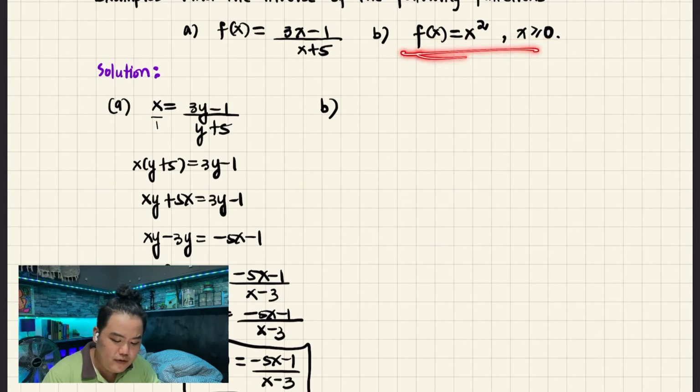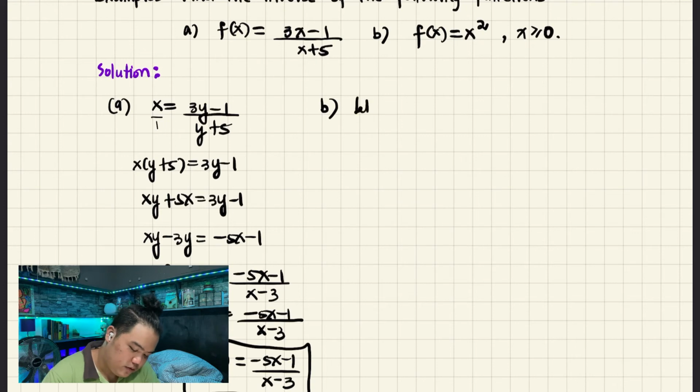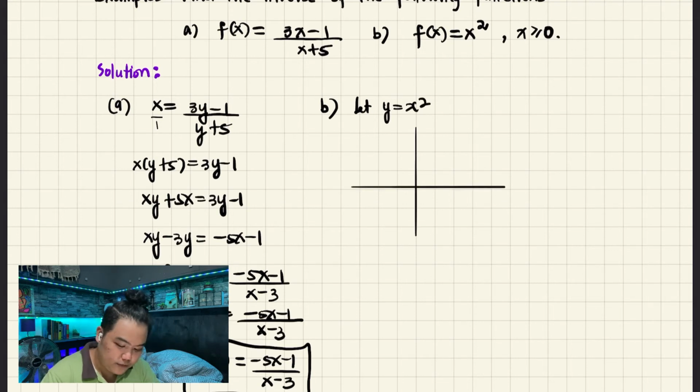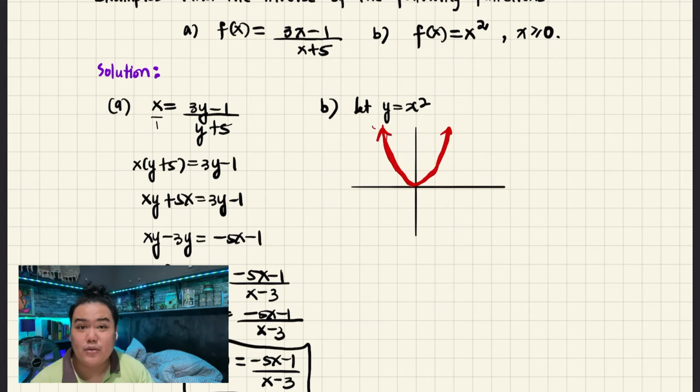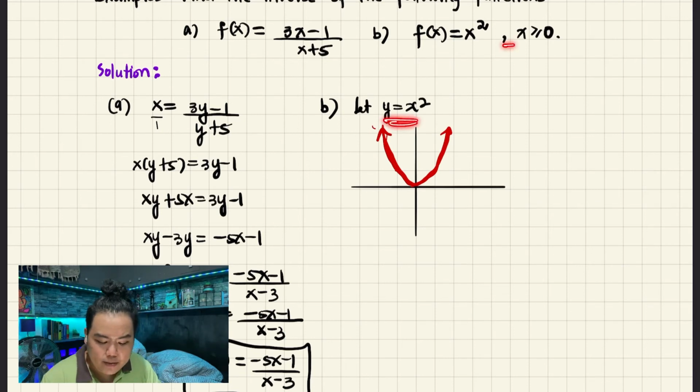Kapag ginraph mo tong function na to, okay, so, diba ang graph ni y equal to x square? Itong pula. Okay, something pa ganyan si y equal to x square yan. Pero ang pinapagraph natin sa atin, y equal to x square but x is greater than or equal to 0. So, magkaibang function yun.